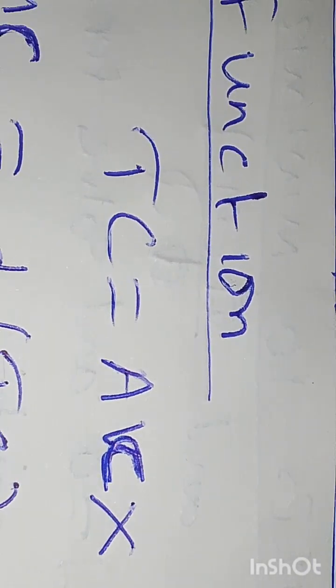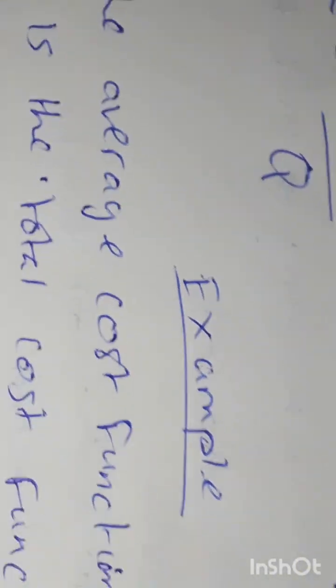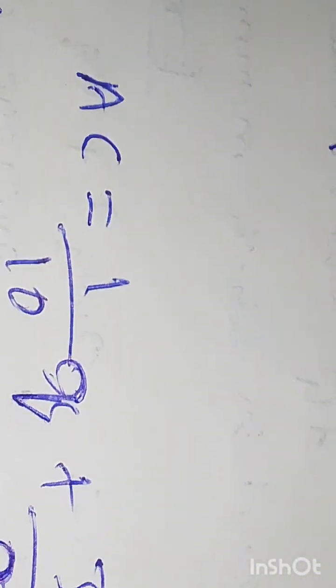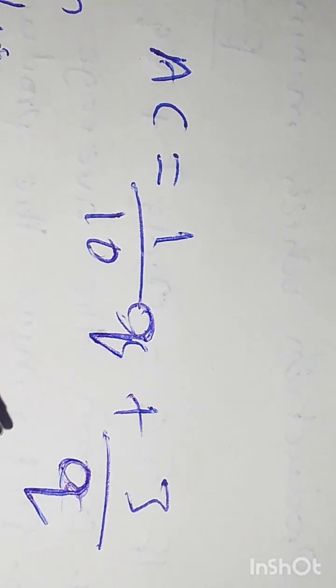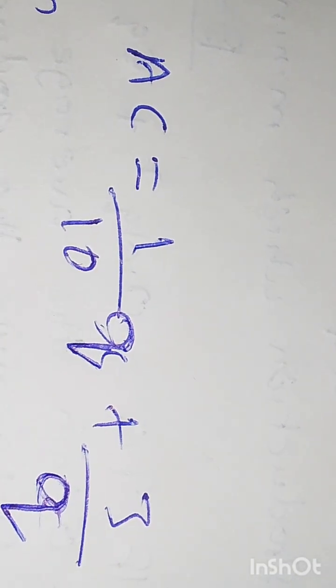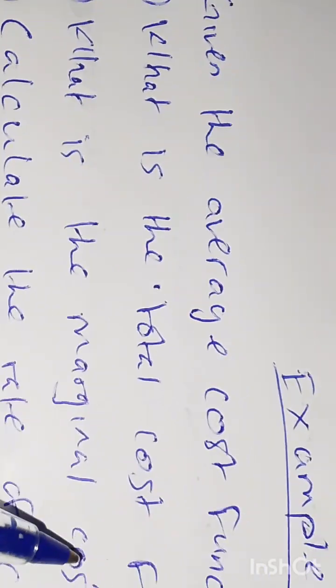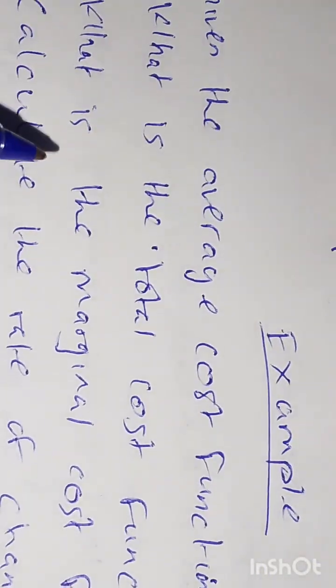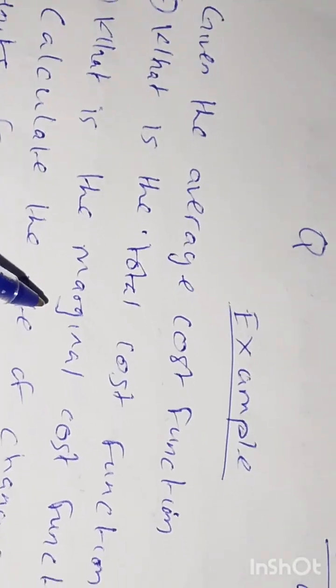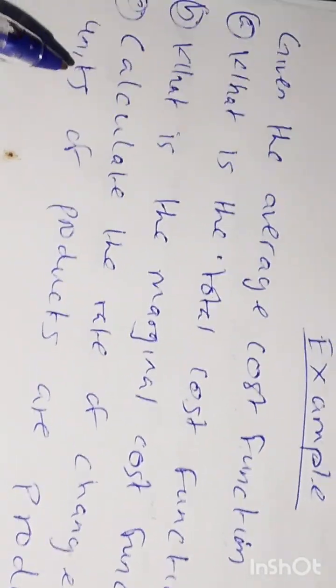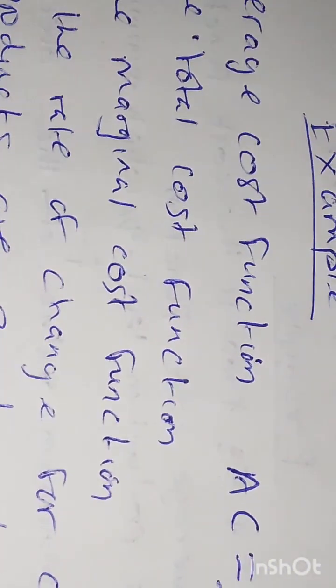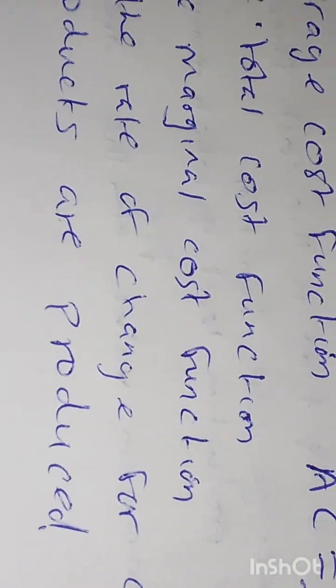Let's move on to an example so that you understand what we are talking about here. The example says, given the average cost function AC is equal to 1 over 10Q plus 3 over Q. So this is the average cost function. The question A is, what is the total cost function? B is, what is the marginal cost function? Then C is, calculate the rate of change for cost when 4 units of products are produced. So let's go to the solutions.